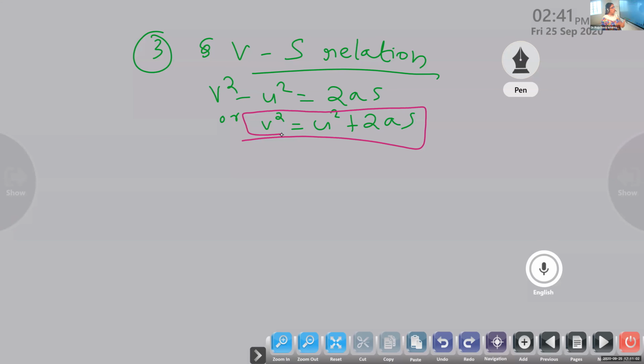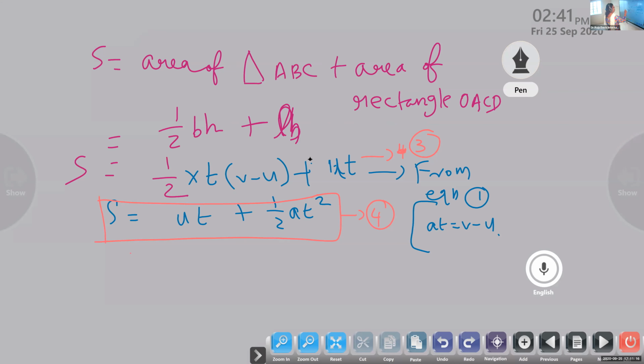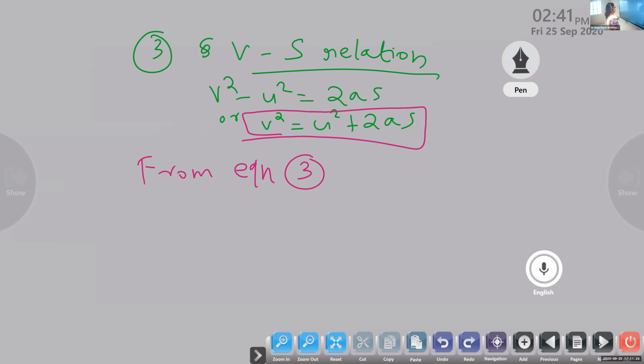So you are going to prove it from equation 3. What is equation 3? Do you remember? Go to the page number. From equation 3, you are getting s is equal to half (v minus u) into t plus ut. Now we expand only the right side. We forget about s. We just write this in a new form.